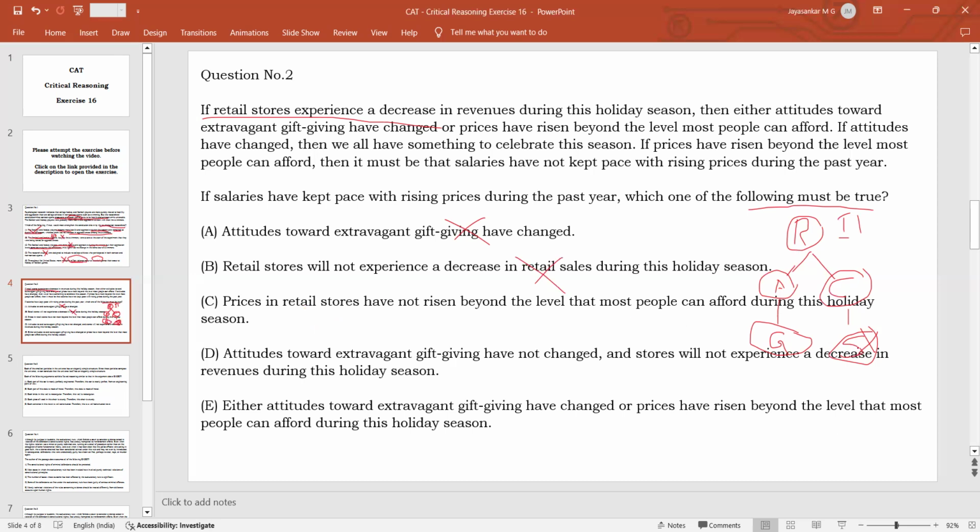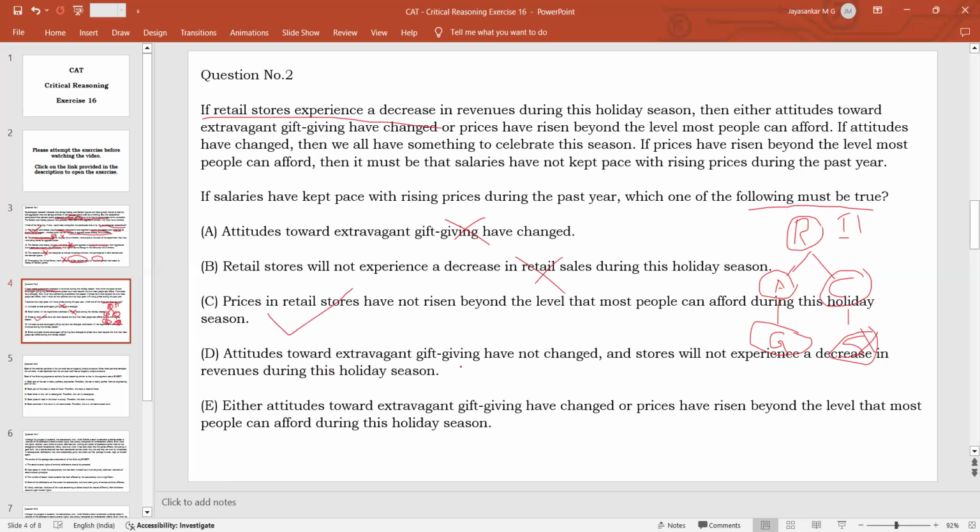Yes, this is something that we can definitely say to be true, because we know that the salary is increasing along with the prices. So the prices are not beyond the level that people can afford. So prices are within the level that people can afford. So this is definitely true. So this is a good option. This could be our answer.